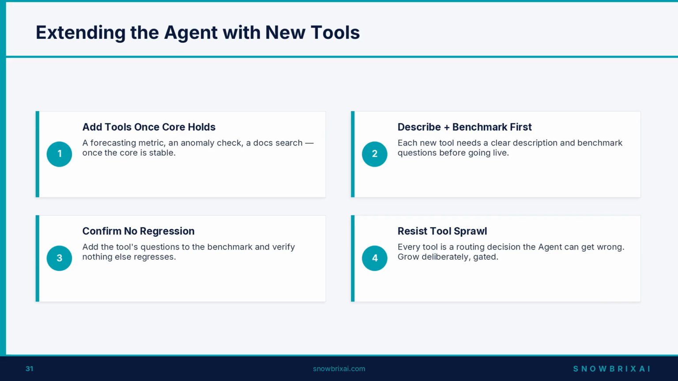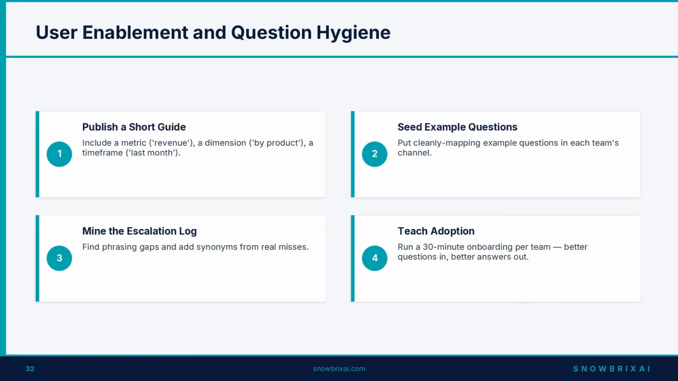Grow capability deliberately, gated by the benchmark every time, and you teach people to ask well. Publish a short guide: include a metric like revenue, a dimension like by product, a time frame like last month. Seed each team's channel with example questions that map cleanly, mine the escalation log for the phrasing gaps, and add synonyms from the real misses. Run a 30-minute onboarding per team. Adoption is taught, not assumed. Better questions in means better answers out. Enablement is part of accuracy.